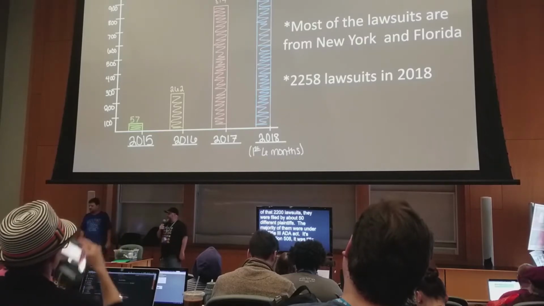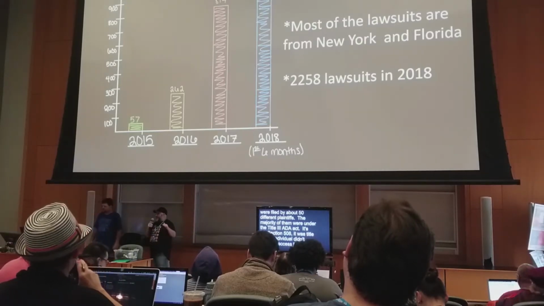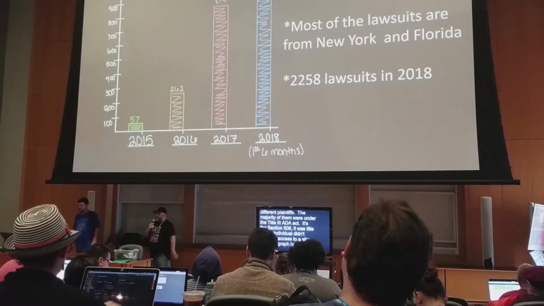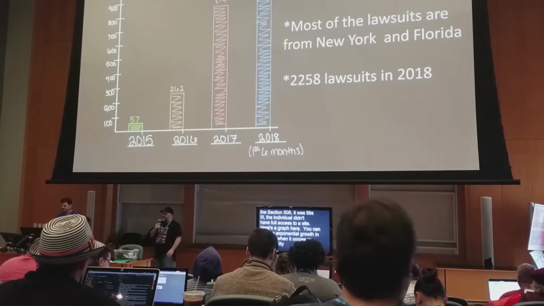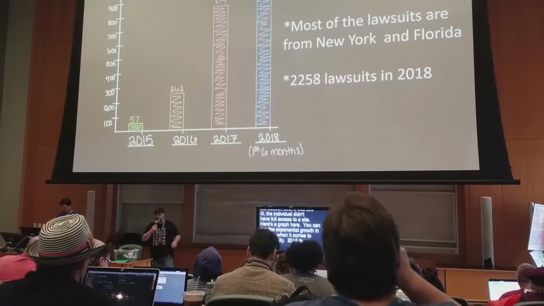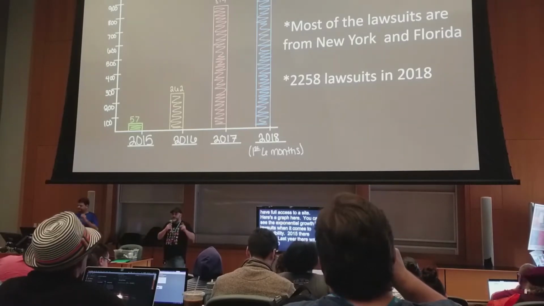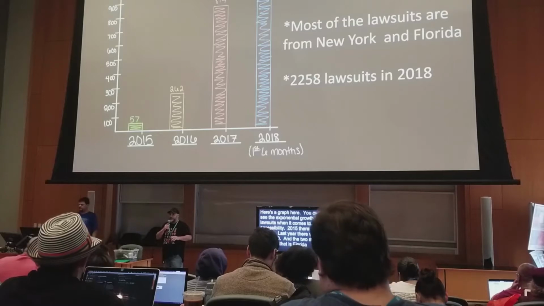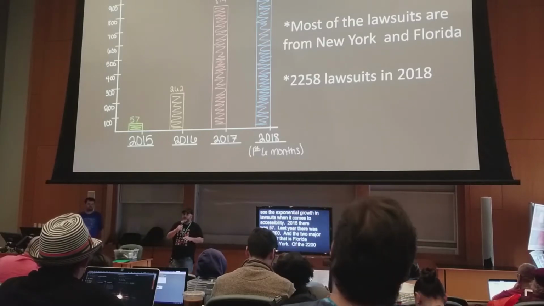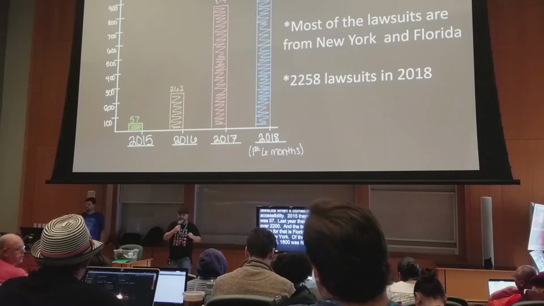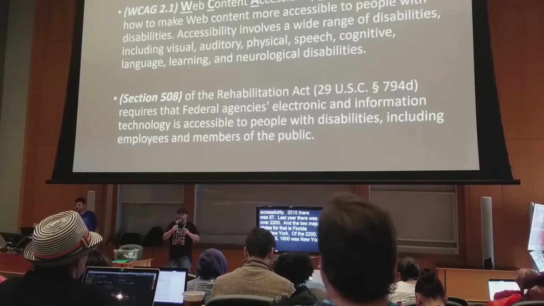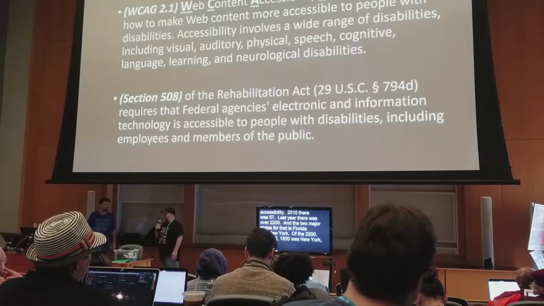There's a little graph right here. You can see the exponential growth in lawsuits when it comes to accessibility. In 2015, there were 57. Last year, there were over 2,200. And the two major states for that are Florida and New York. Of the 2,200, about 1,600 were New York, about 600 were Florida, and the number 3 spot went to California at about 40. So you can see where New York and Florida are at.